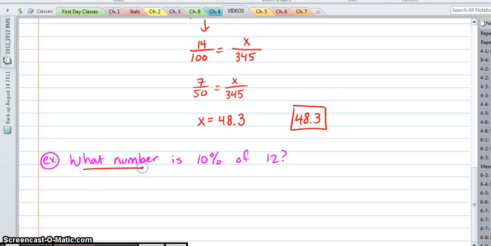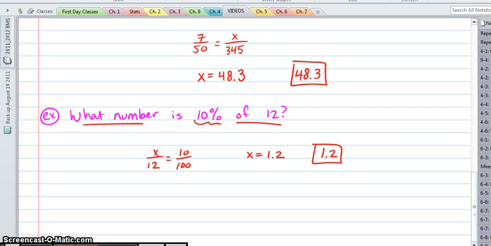Again, hit pause, and when you're ready to see the solution, hit unpause. Okay, so what number of 12, x over 12, is 10%? 10/100ths. Again, we could simplify that. We can use the cross product. In the end, we should get x equaling 1.2. This, again, just asked us for what number, so 1.2 is the solution. No percent sign. So 1.2 out of 12, is that 10%? Yes, because 10% is like taking 1/10 of something and moves the decimal one place to the left, so that works.